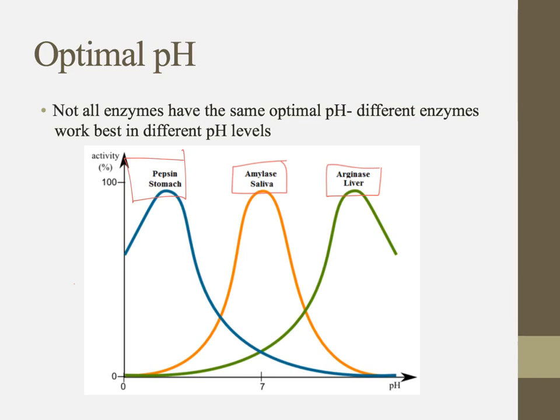Same thing on the other end of my scale. Pepsin is an enzyme that breaks down proteins, and it's found in your stomach. Your stomach has a really low pH. This enzyme just so happens to have an optimal pH of around 1 to 2, which is the same pH as your stomach. If I put it in a pH of 7, it starts to get denatured. So every enzyme has its own optimal temperature and its own optimal pH.